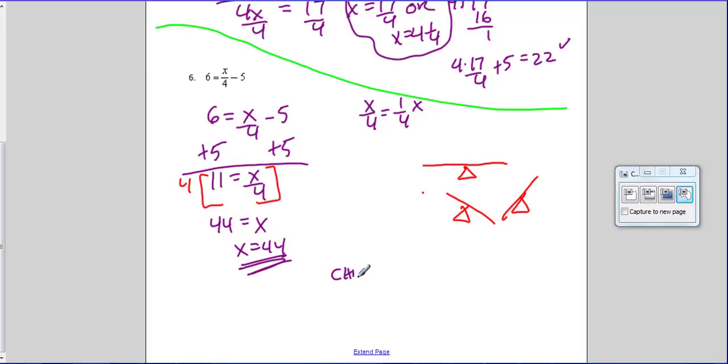And let's do a check. So 6 equals, replacing x with 44, 44 divided by 4 minus 5. So now 44 divided by 4 is 11. 11 minus 5 is 6, so it checks out.